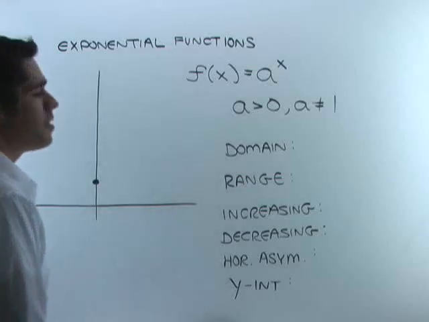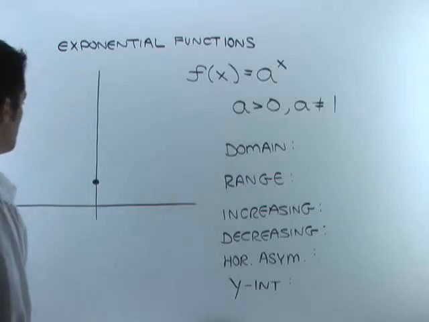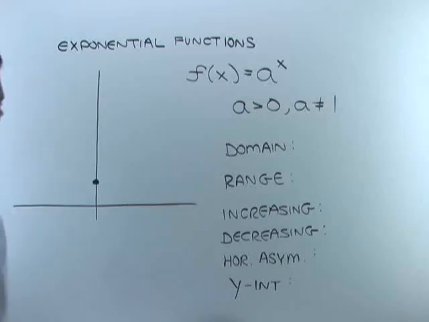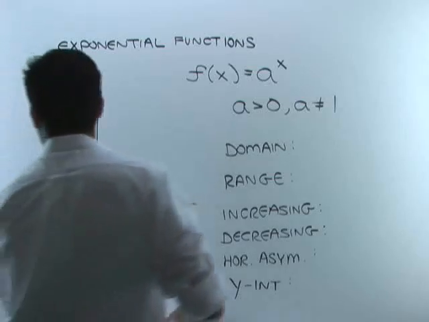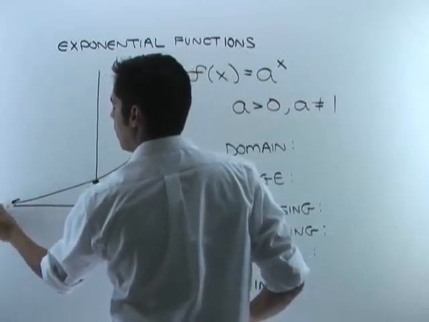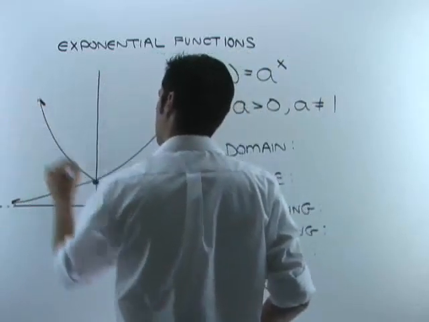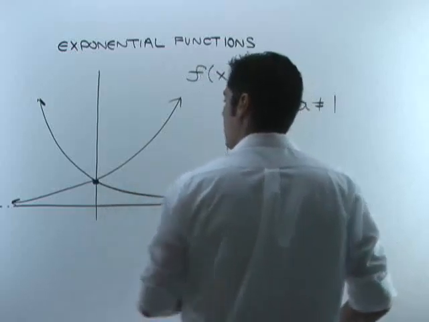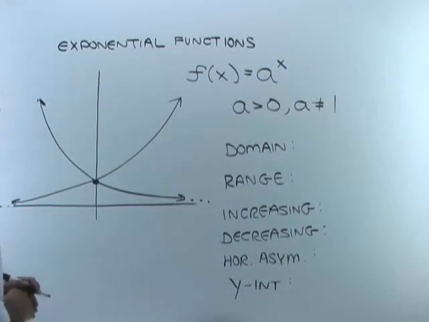Okay, let's take a look at some of the properties of exponential functions. We saw that basically no matter what case we had, it was either going to go like this and flatten out over here, or it was going to go the other way and flatten out over here. And because of this, we can talk about the domain.